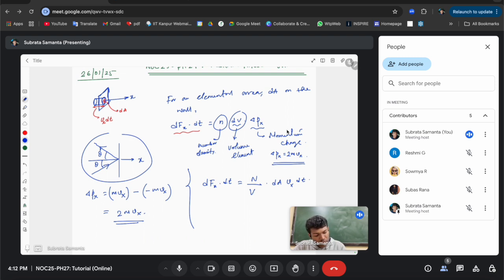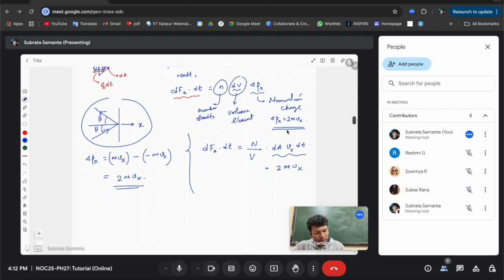So this is your total dV, times the change of momentum 2m vx. So this is basically N by V and 2m vx square, dA times dt, right?